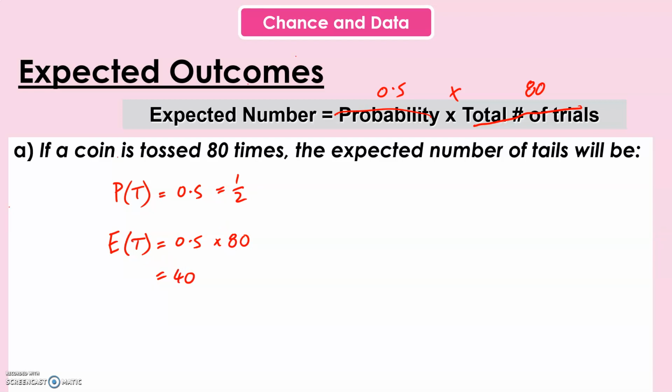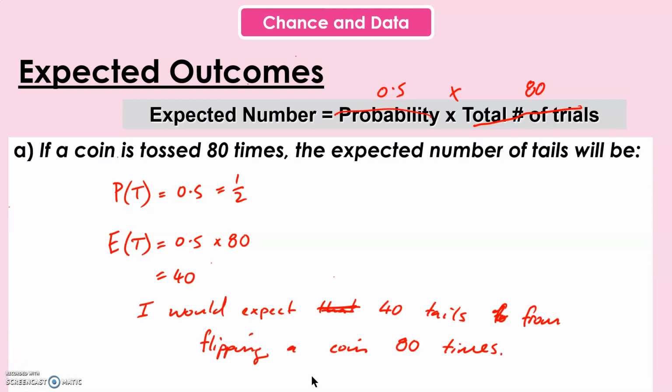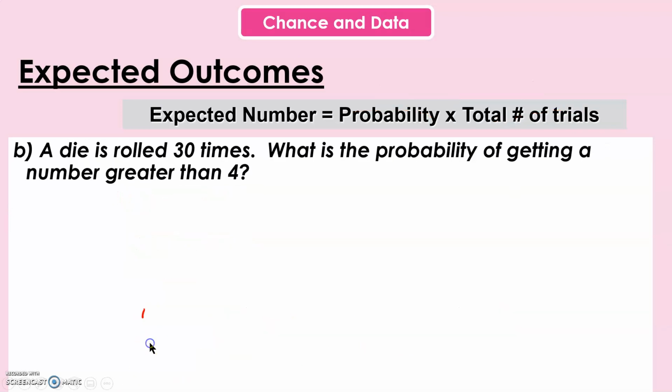However, our answer isn't finished because we haven't given our answer in context. So there, I would expect 40 tails from flipping a coin 80 times. It's really important you do that. It makes it clear that we're actually answering the question. So moving on to example 2.